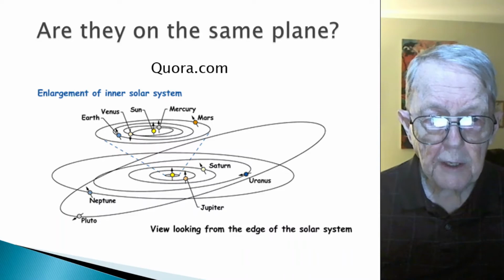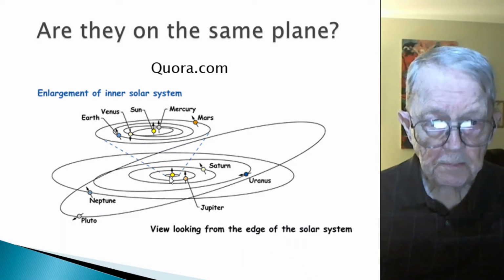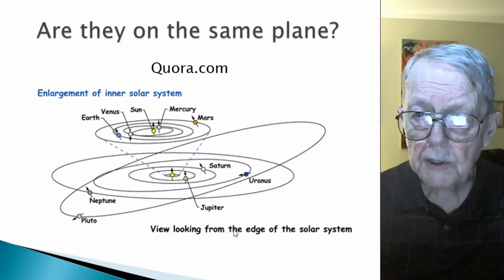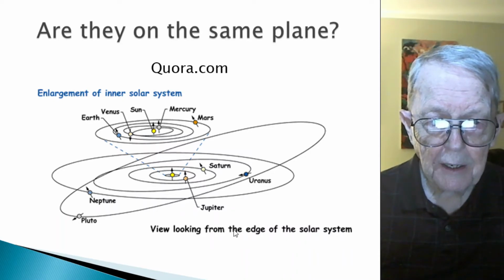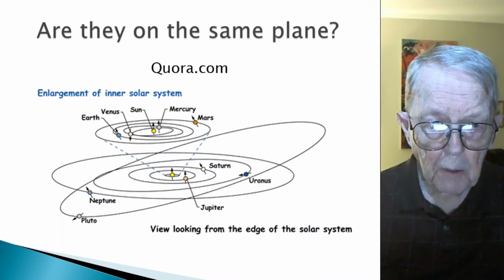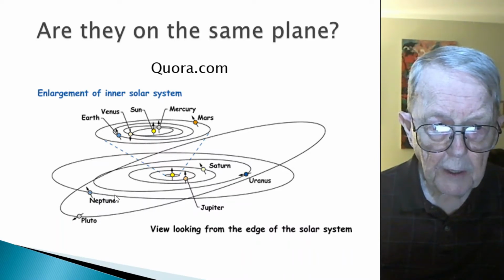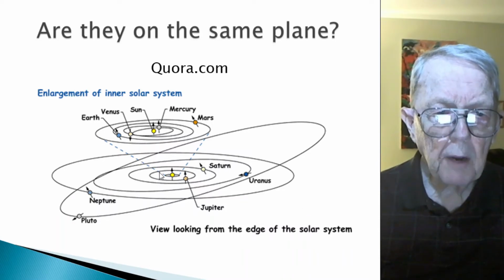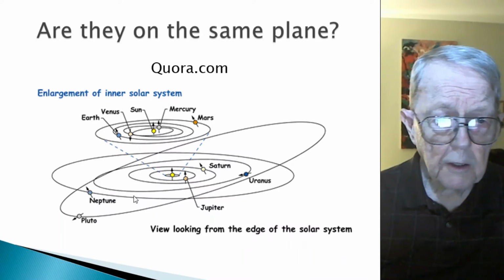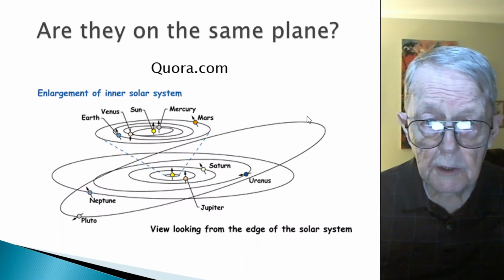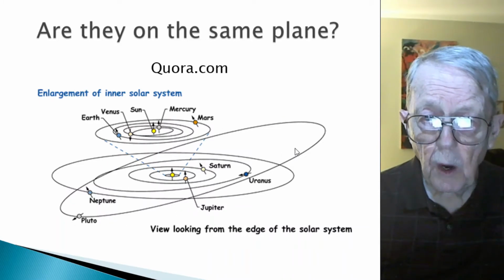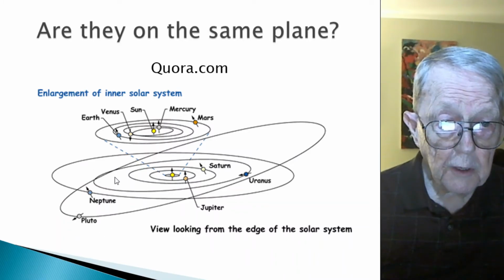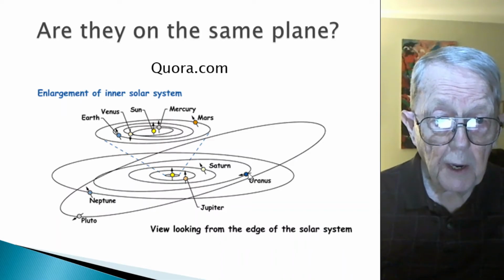I had to go get this drawing from Quora. This is looking from the edge of the solar system. It doesn't say exactly, you assume from the plane of the sun, but it's got all nine planets. And clearly Pluto, as drawn here, is way off in terms of being in the same plane. And you can see here, well, maybe Uranus is.